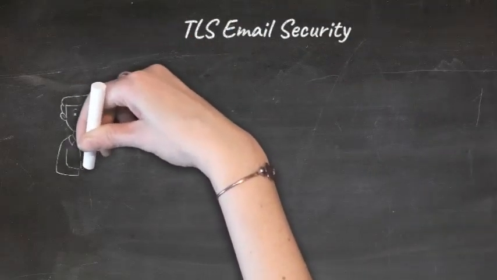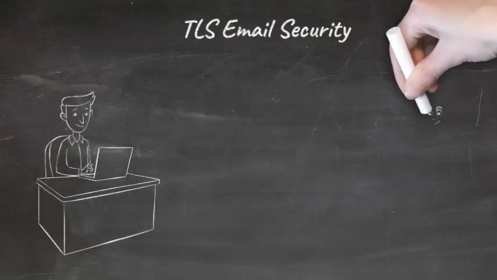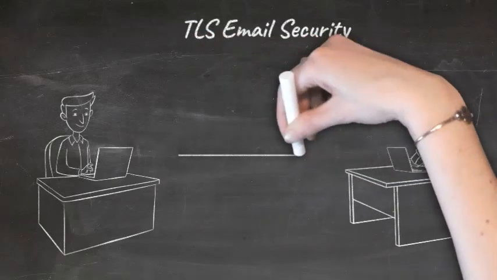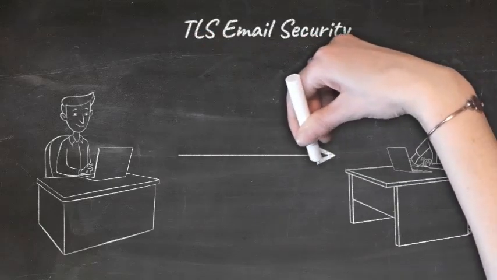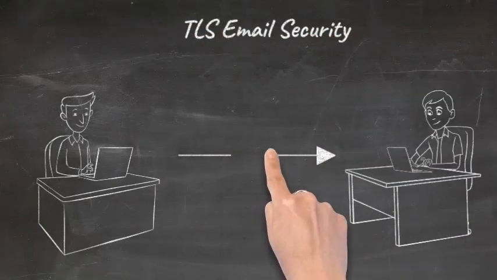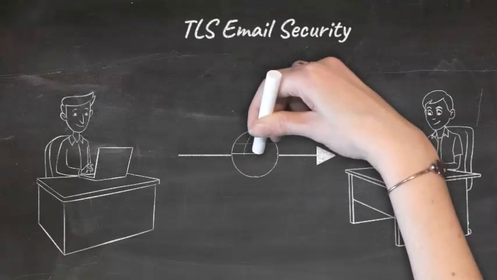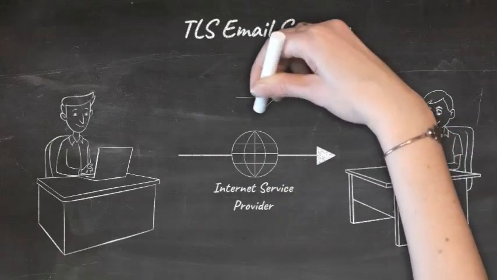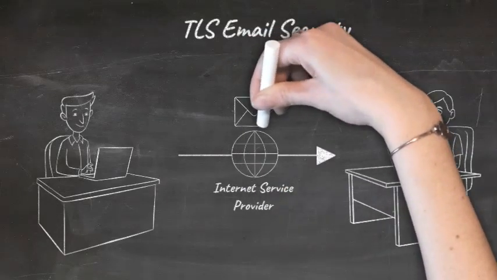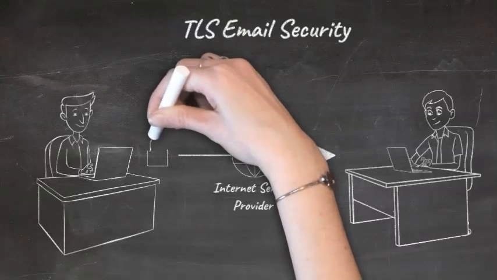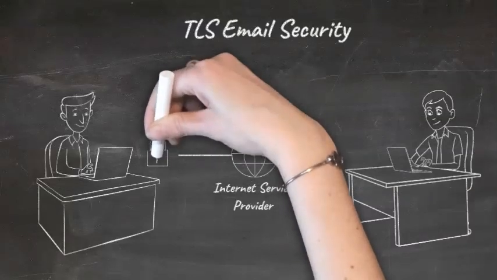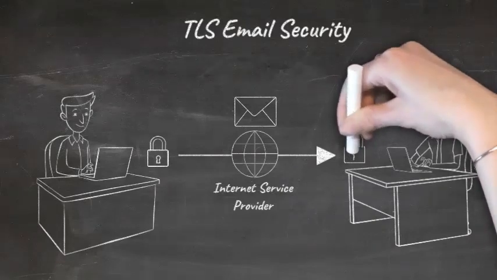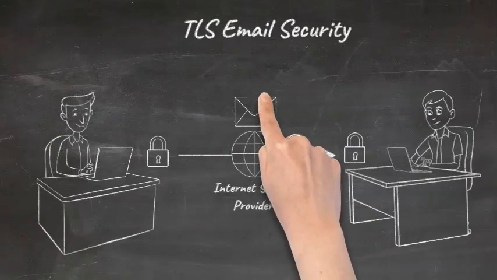When two email servers communicate with each other, they can establish a TLS encrypted connection to protect the data exchanged during the email transmission. This is commonly known as TLS encryption in transit. The TLS protocol ensures that the data transferred between the email servers remains confidential and cannot be easily intercepted or manipulated by malicious actors. However, TLS endpoint protection only focuses on securing the communication between the email servers and doesn't provide protection for the email content itself.